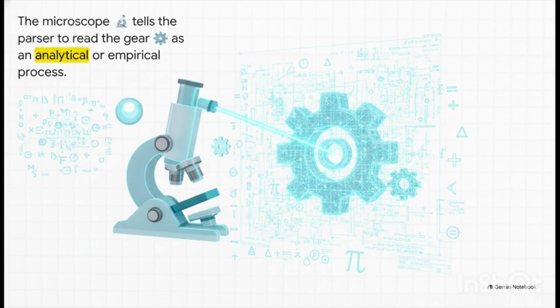A simple gear symbol becomes a highly specific analytical token when you place it next to, say, a microscope. If you just see a gear on its own, it can mean anything. But in this architecture, that microscope acts as a metaglyph mode marker. It explicitly tells the parser, whether that's you or the AI, hey, read the following symbols through a strict analytical scientific lens. So in that exact context, the gear definitively means a literal mechanical system or an empirical process.